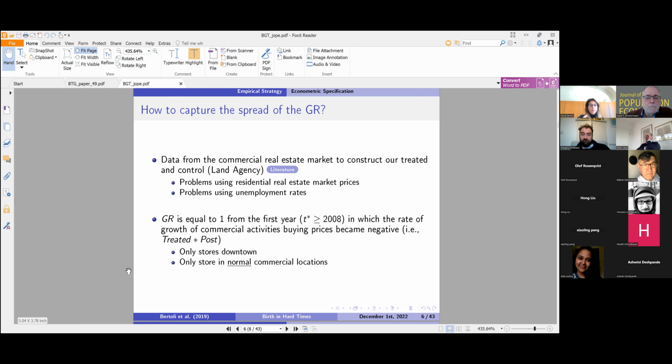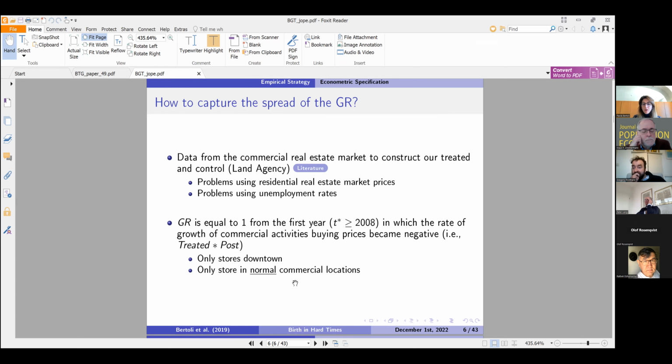And then we focus on stores that are in normal commercial locations. This is done just to avoid prices that are extremely high or extremely low due to really unusual positions, like we were basically excluding stores that were located in San Marco Square in Venice, or, I don't know, in front of the Pisa Tower. So something that is really unusual. Once we have this selection on the price of stores, we take the average between the minimum and the maximum price, and we calculate the growth rate of these prices.